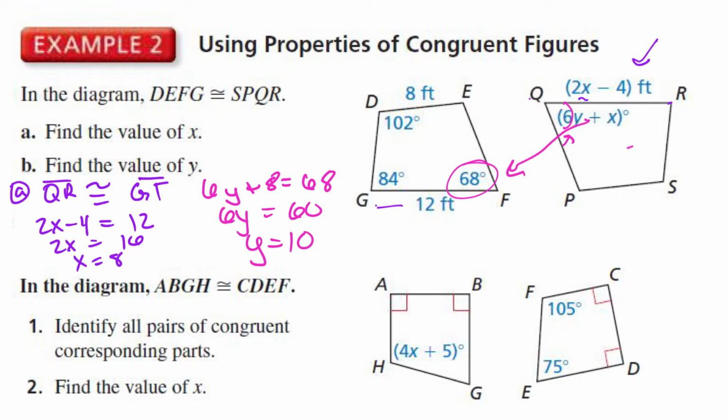So now you try. In the diagram, ABGH is congruent to CDEF. So that means that A and C are congruent, B and D are congruent, G and E are congruent, and H and F are congruent. So find the value of X. You try.